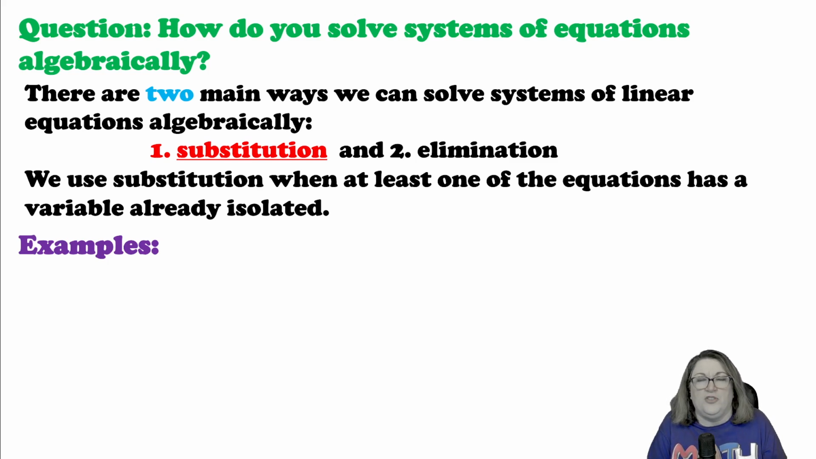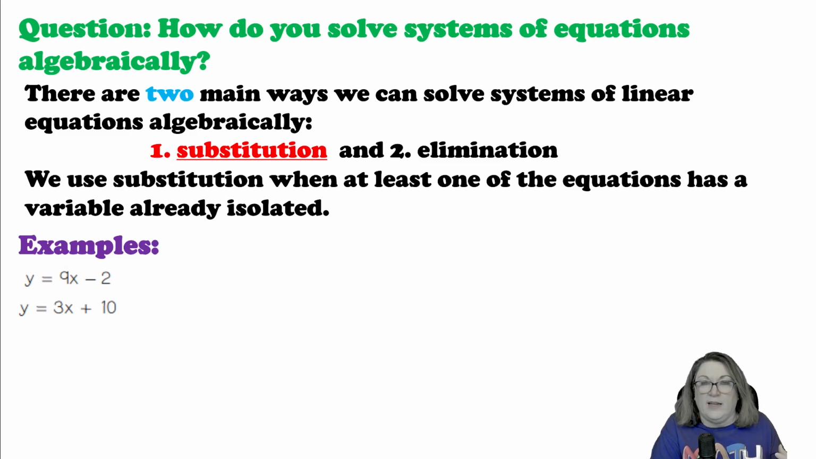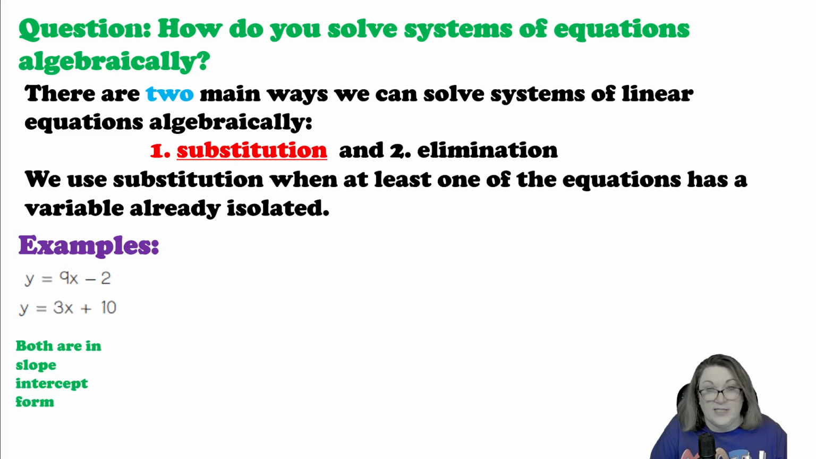For instance, substitution is best used when we have equations where one of the variables is already isolated. For instance, in these two equations, the y is already isolated. You've got y equals 9x plus 2, and then you've got y equals 3x plus 10. Both of those equations, which are in slope-intercept form, by the way, have the y already singled out or isolated. And when you have at least one of your equations where one of the variables is by itself like that, you can always use substitution.